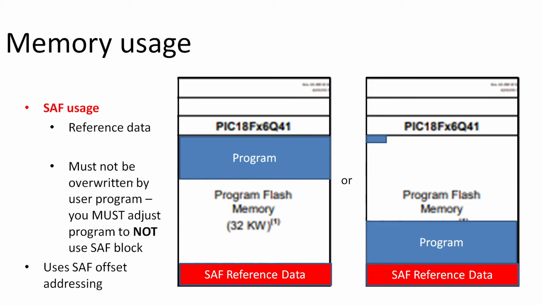Let's look at SAF. Slightly different. We know it's 128 kilowords, 128 words at the top of memory. We know that from the data sheet. So it's always here, at the bottom in this little diagram.